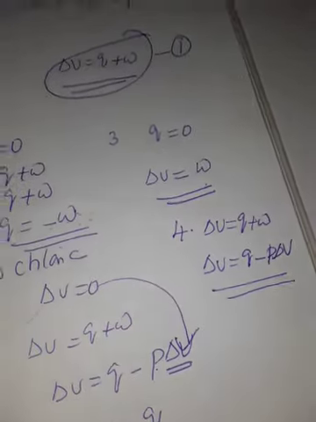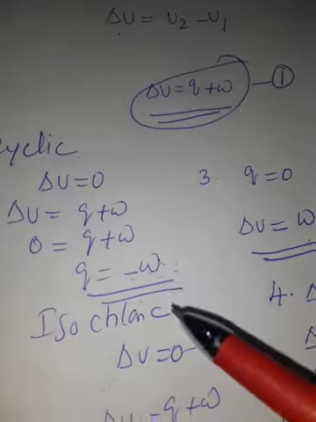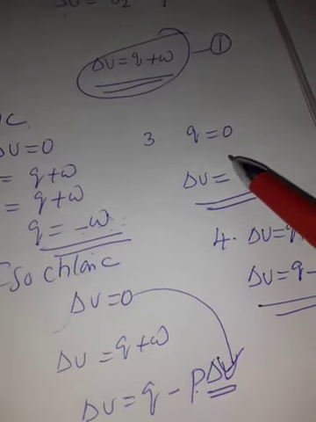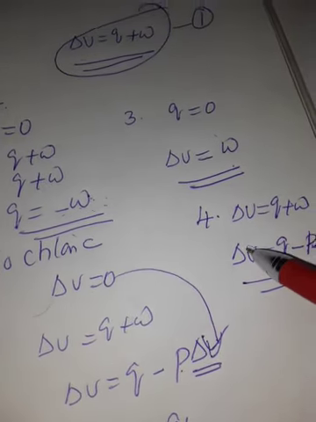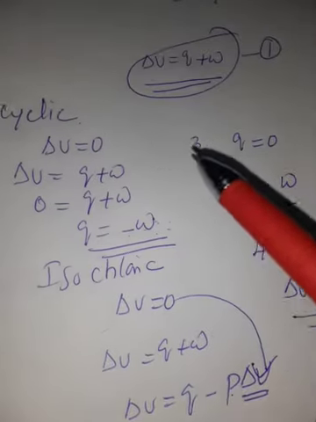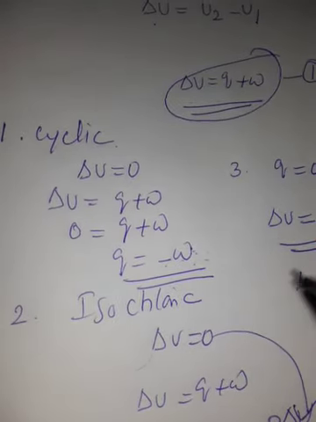So there are four cases: cyclic process, isochoric process, adiabatic process, and isobaric process. This is the mathematical statement of the first law of thermodynamics.